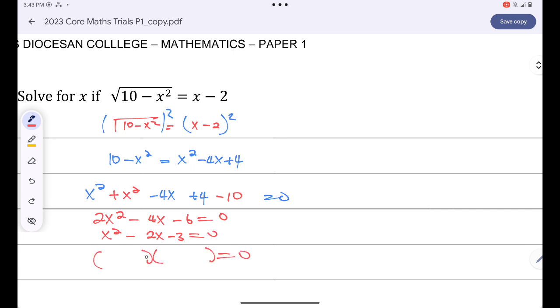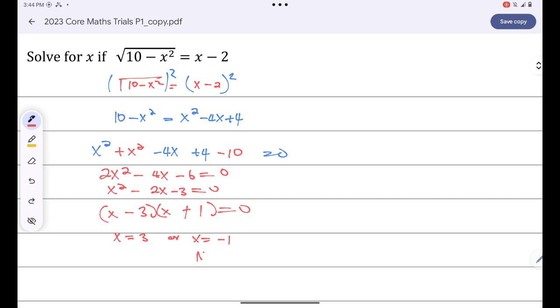I'm looking for the factors of 3 that when I subtract will simply give me 2. And those factors are 3 and 1. Since the sign there is minus, the bigger factor will take the sign of the middle term. I'll have minus and plus, and hence x is equal to 3 or x is equal to negative 1. This one, guys, will not be applicable because if you substitute x is equal to negative 1 in the original equation, you'll simply find that the left hand side is not equal to the right hand side, and hence x is equal to 3 is the only answer.